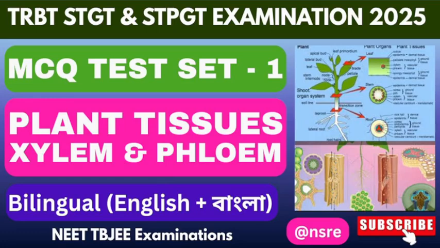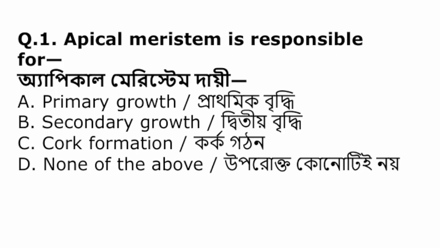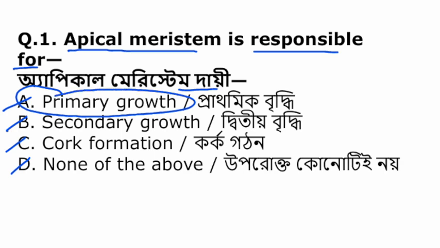Today we are going to solve some of the important MCQ questions on plant tissues including xylem and phloem. So let's begin. The first question is apical meristem is responsible for apical meristem কিসের জন্য দায়ী? Primary growth, secondary growth, cork formation or none of the above. The apical meristem is responsible for the primary growth.